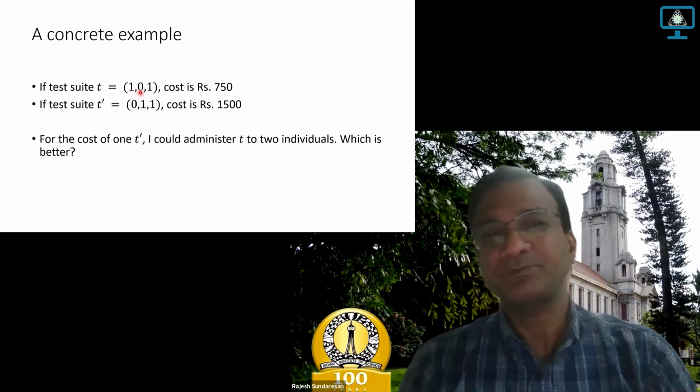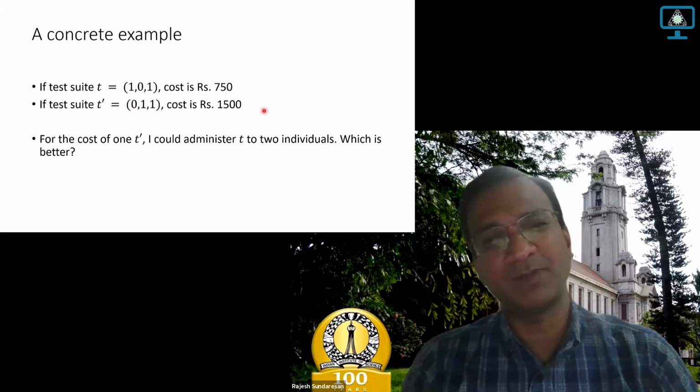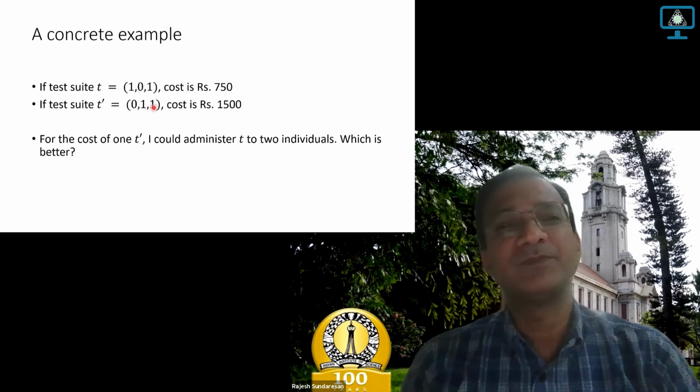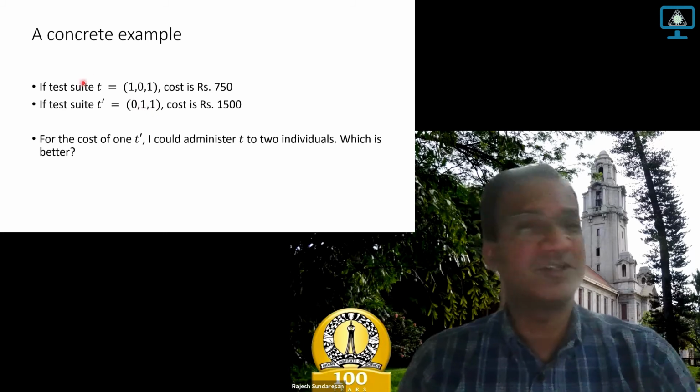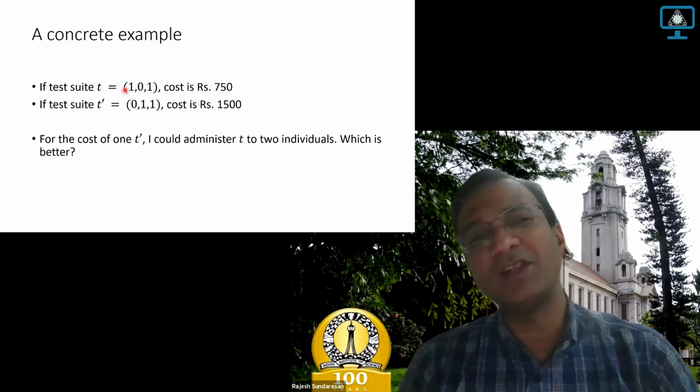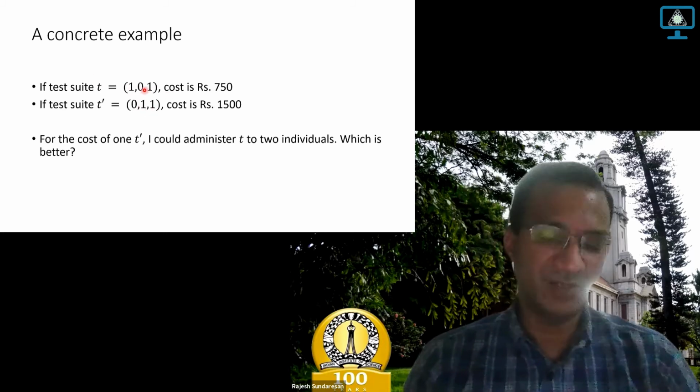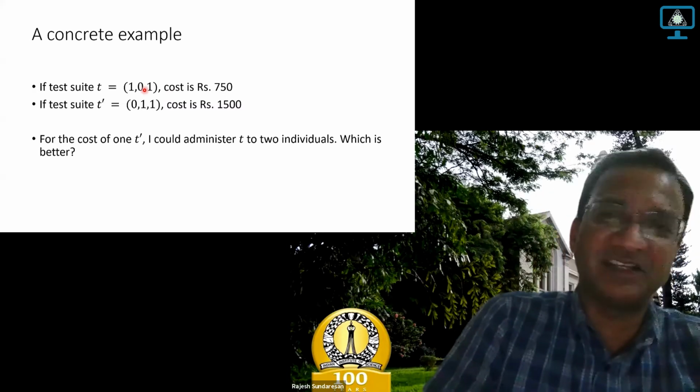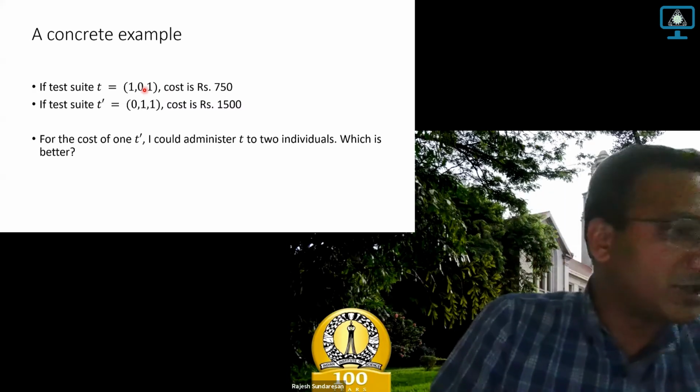Which is better? Would we rather have just 1 participant with this test, and 2 participants for every participant here? So would you rather have 1 here or 2 of these? So that's the question that the survey design is essentially trying to solve.